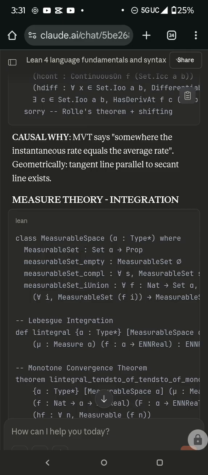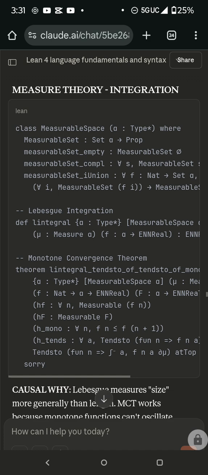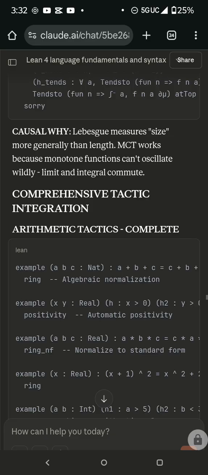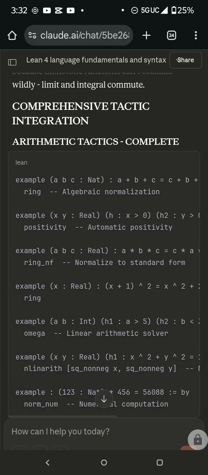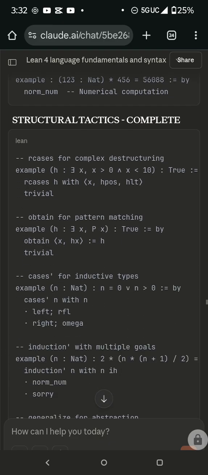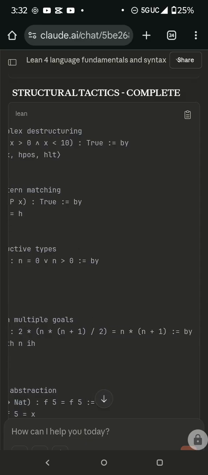Geometrically, a tangent line parallel to the secant line exists. Measure theory integration, which you'll remember from high school. We took the calculus, right, in college for sure. Causally, Lebesgue measures size more generally than length. MCT works because monotone functions can oscillate widely, yet limit and integral compute. Structural tactics complete.